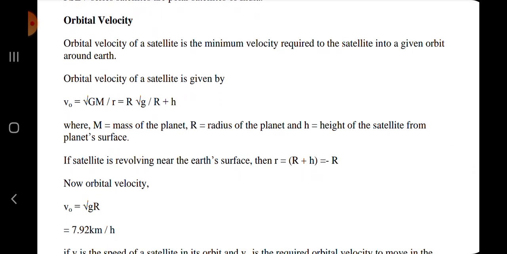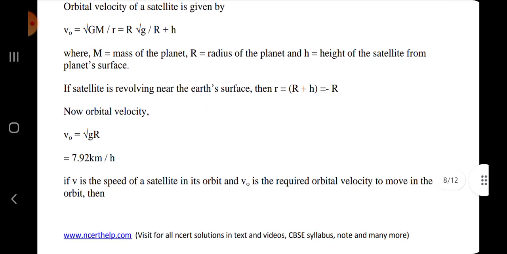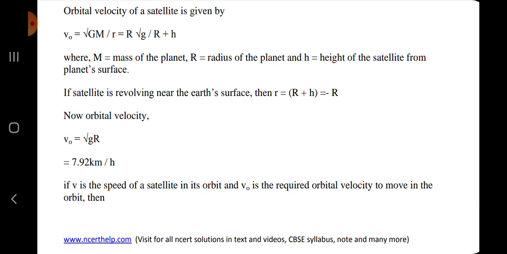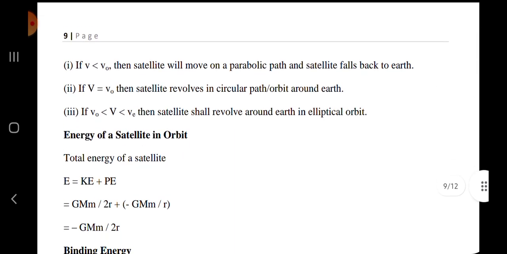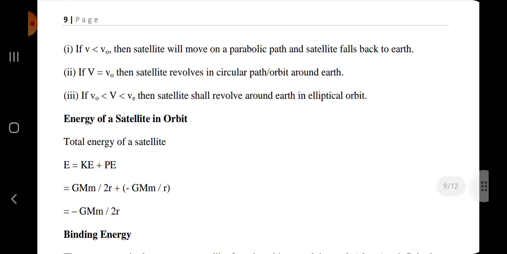Orbital velocity of a satellite is the minimum velocity required to put the satellite into a given orbit around the Earth. If the satellite is revolving near the Earth's surface, then r is equal to R plus h, which is approximately R. If v is greater than vo, then the satellite will move on a parabolic path and the satellite falls back to the Earth. If v is equal to vo, then the satellite revolves in a circular path or orbit around the Earth.